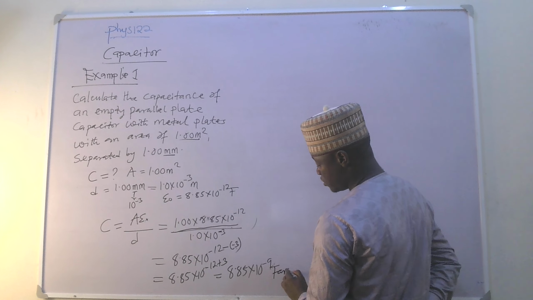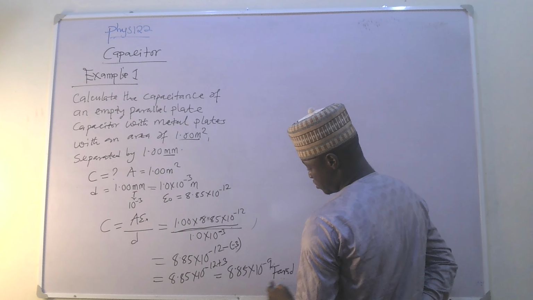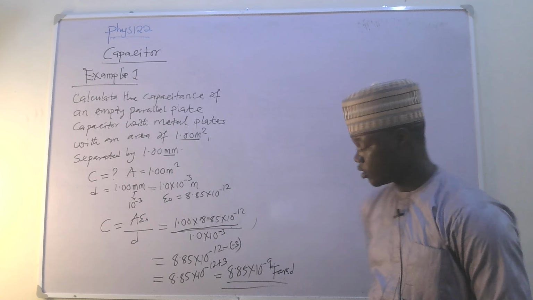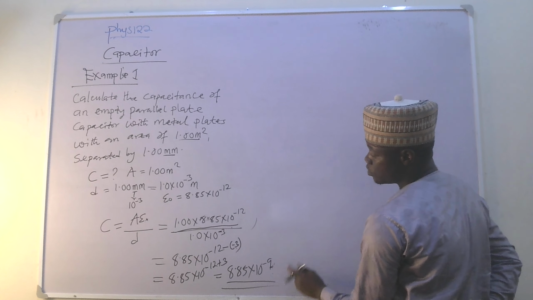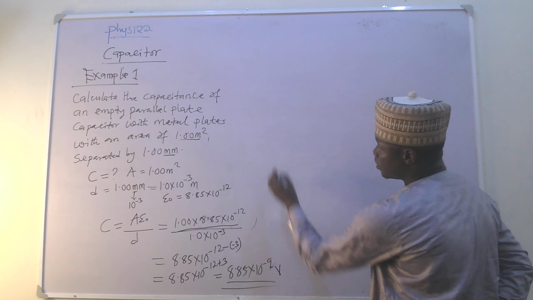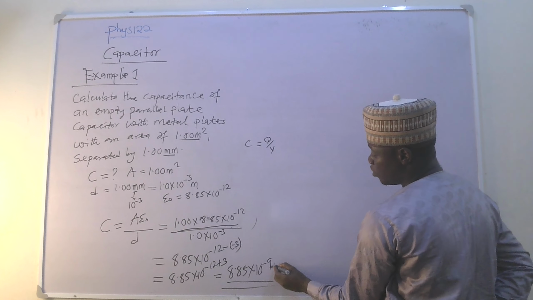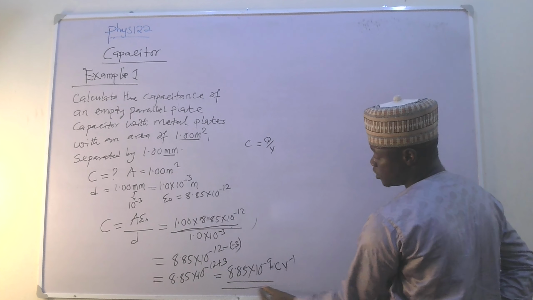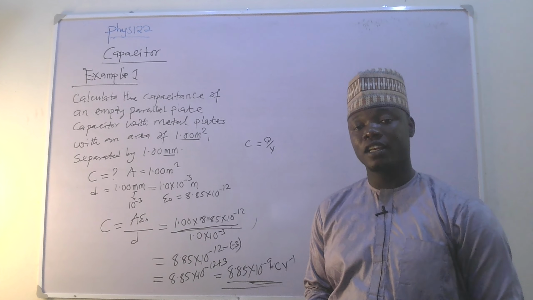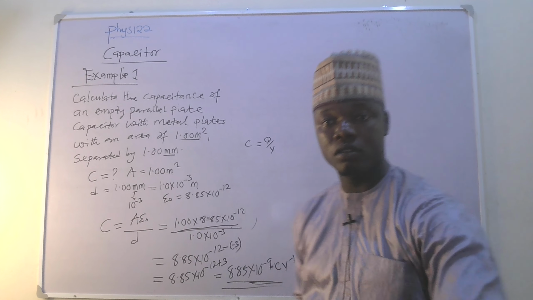Okay, this one is not farad. So we have 8.85 times 10 to the minus 9 coulombs per volt. Remember, we said that C is equal to Q all over V. So we have coulombs per volt. So that is actually the answer to this. I think, ladies and gentlemen, this is very clear. So let's look at another example.